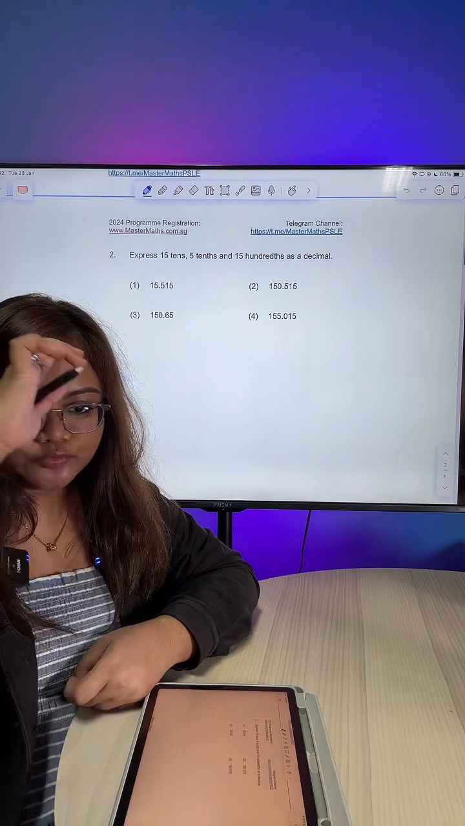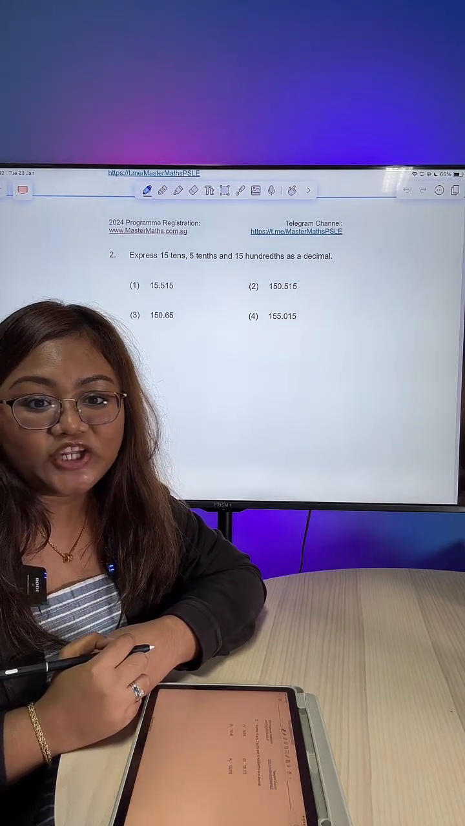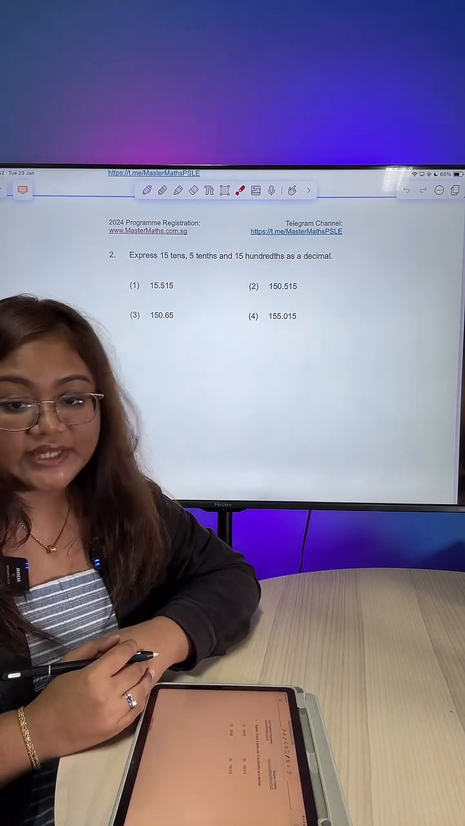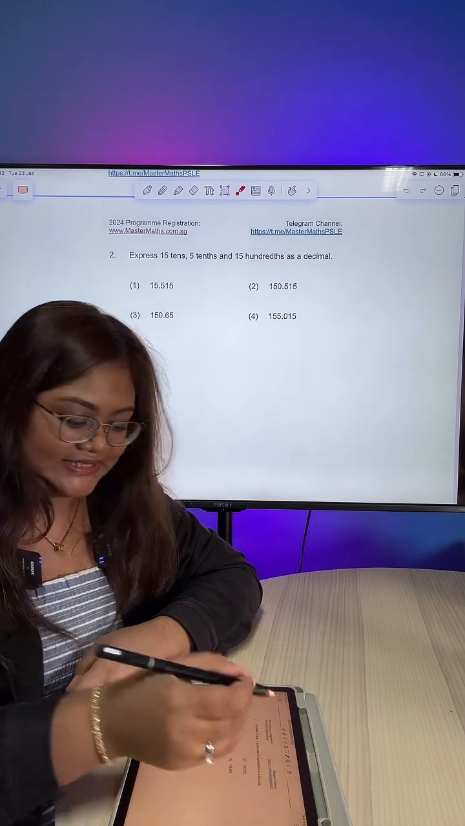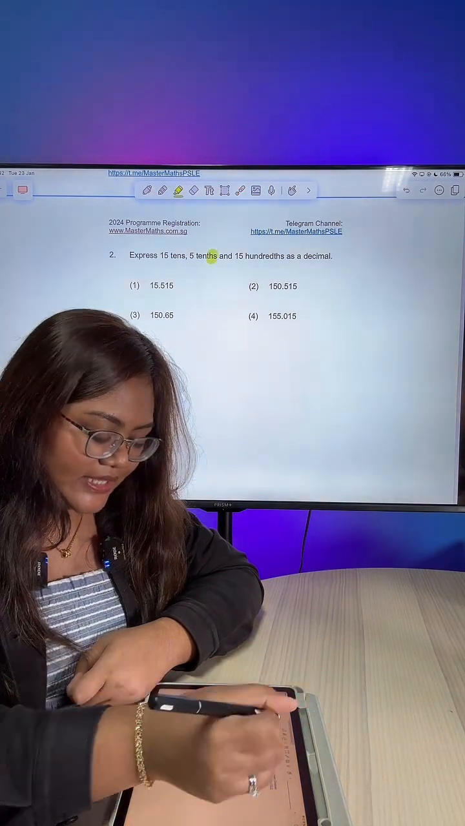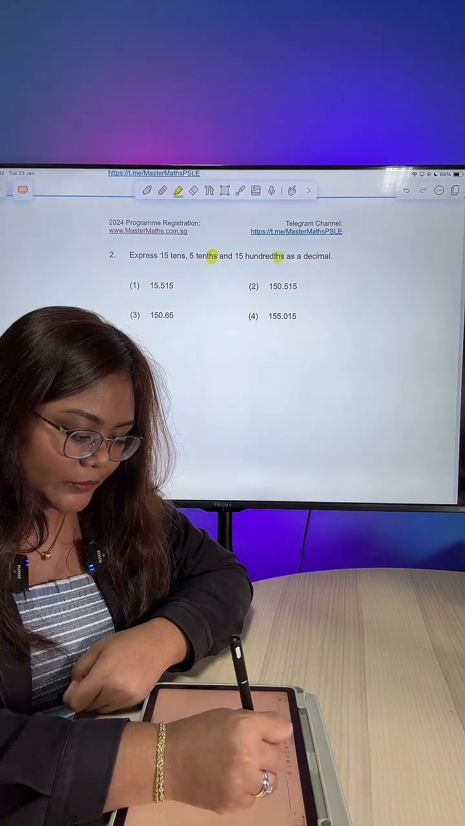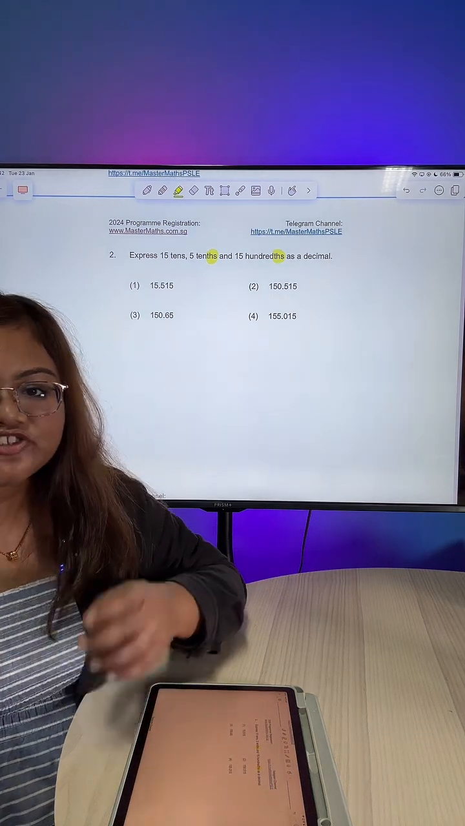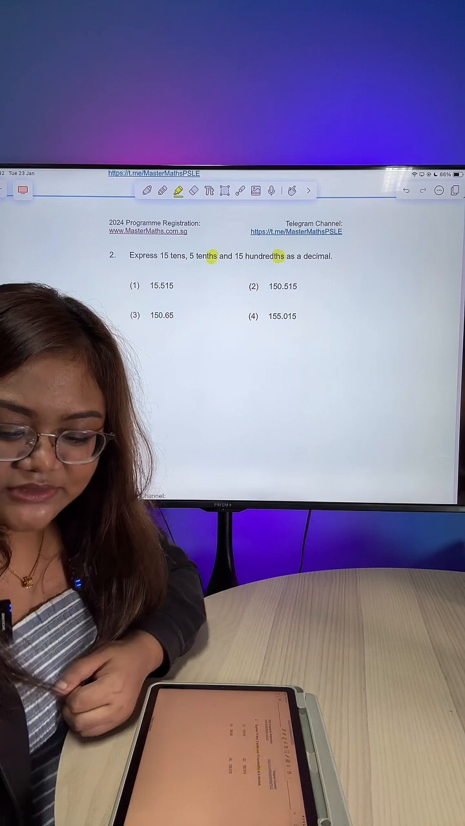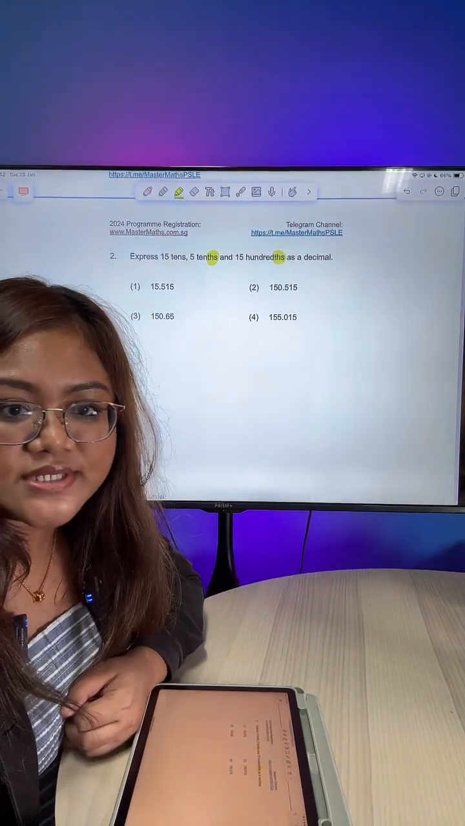Question number 2. Again, we cannot use the calculator. So please try this question. Express 15 tenths, 5 tenths with the THS, 15 hundredths with the THS as a decimal. So how are we going to do this? Please try this now. In the meantime, I'm going to see the chat and take a look at what you guys are talking about.